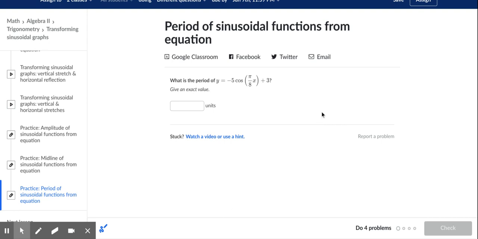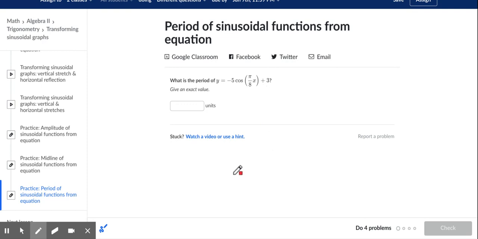Hey guys, so in this video I'm going to be talking about the period of a sinusoidal function from an equation. So in the last video I did periods from a graph. In this video I'm doing periods from a function. So for this we're going to actually be looking at the number that's being multiplied to the x.